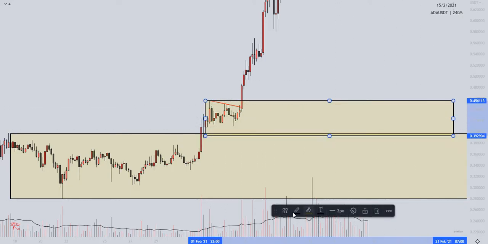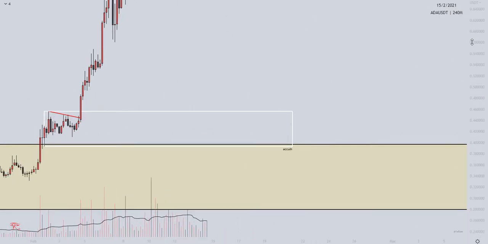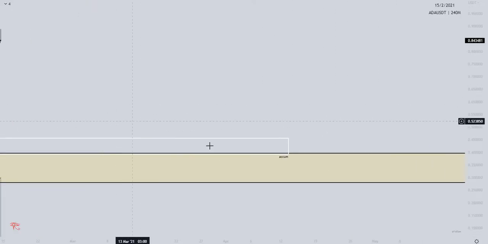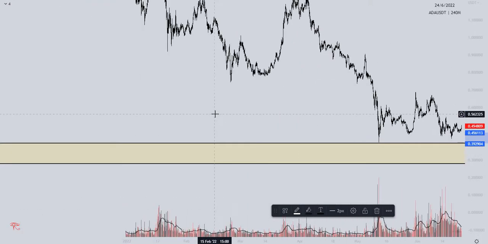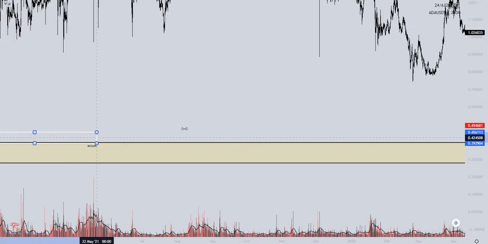For this range, let's mark this as a cum. And then let's bring this all the way out a second. Bring it to here, turn off replay. And we'll drag this out.